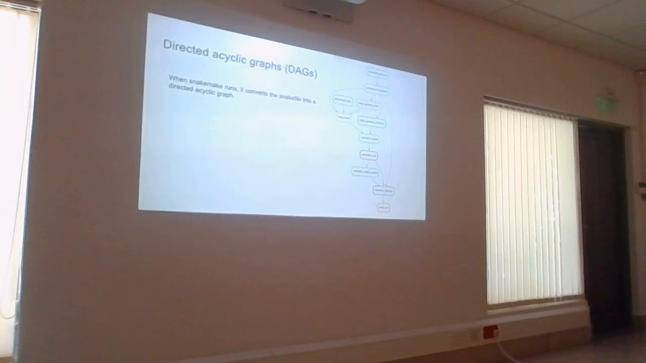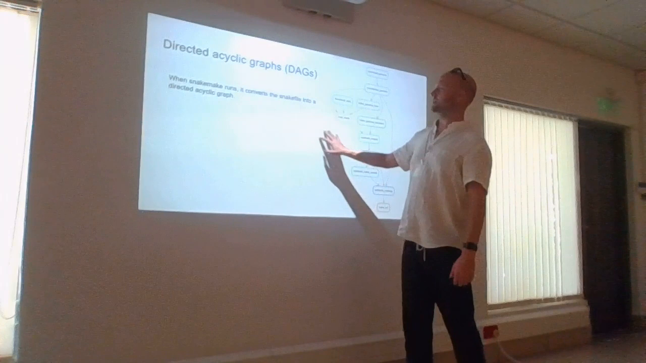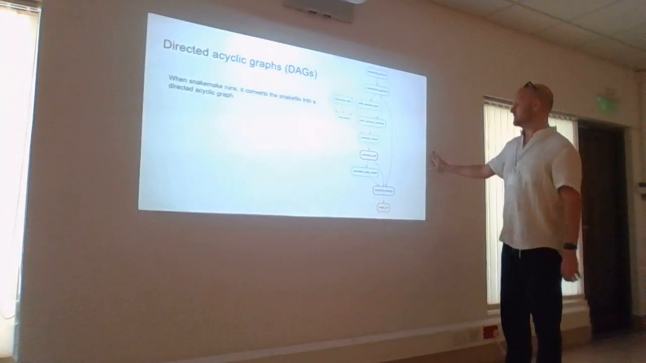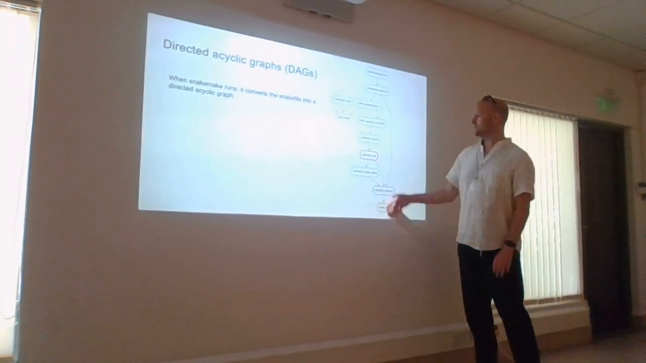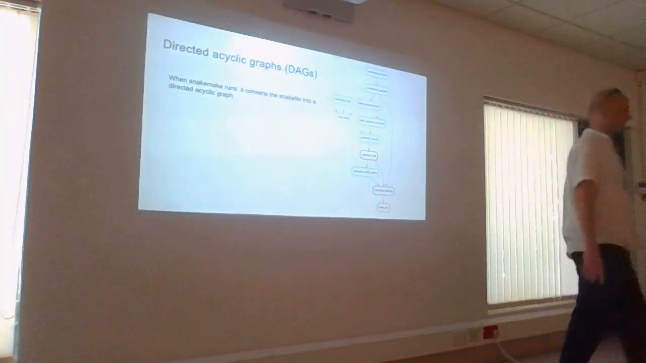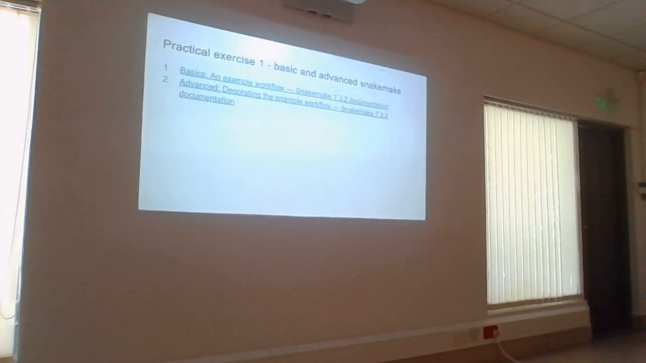Okay, so just very briefly, what Snakemake does when it actually runs is it converts the file into what's called a directed acyclic graph, or a DAG. This is a slightly more complex DAG. We don't need to go through this, but if you like DAGs, then you can look at that in more detail. We can talk about that.